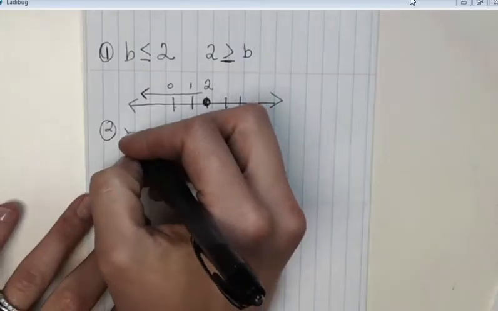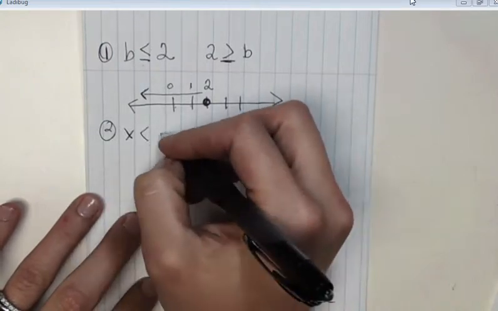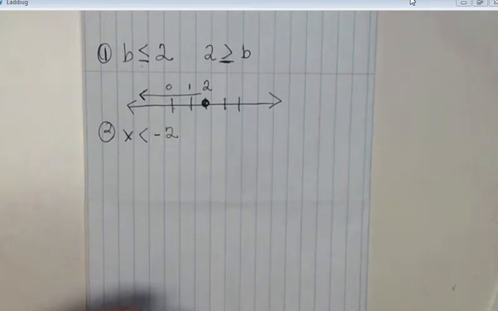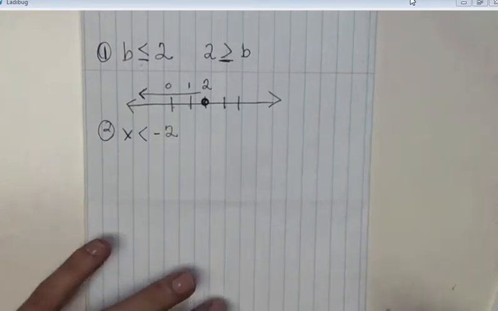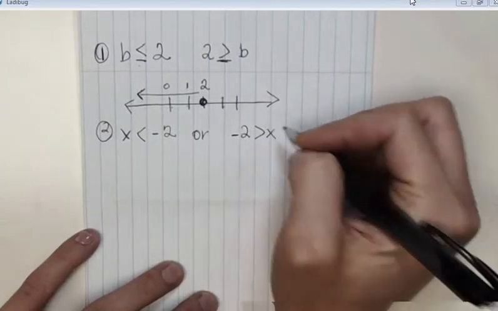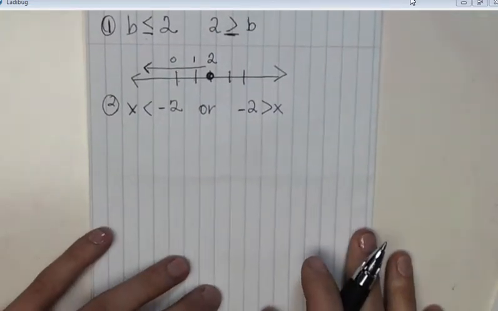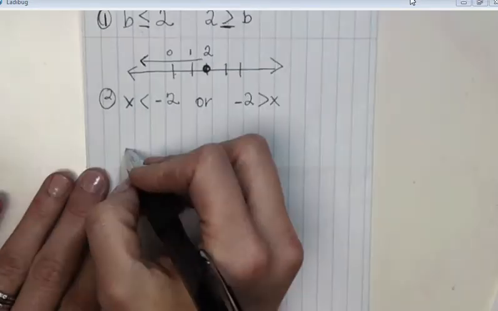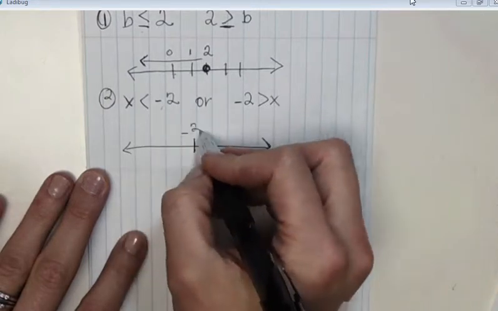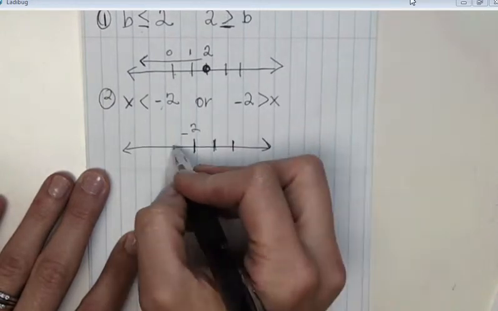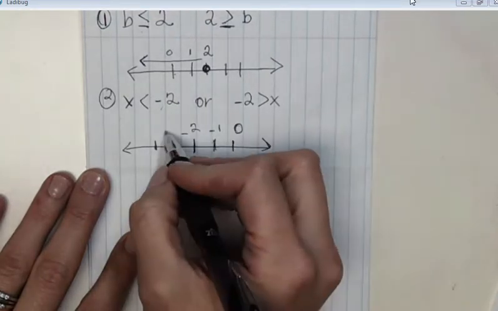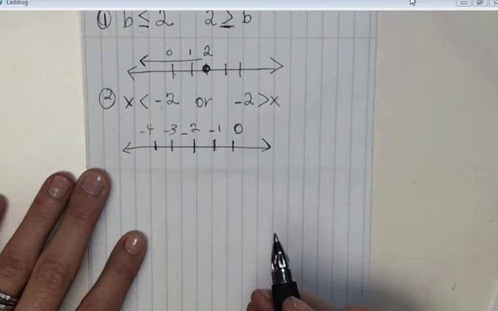Let's do x is less than negative 2. So x is our variable. That's what we want to find. We want to find all the values that are less than negative 2. Or you can write it as negative 2 is greater than x by reversing your sign and flipping places. Draw your number line. Just draw your middle one, which is going to be negative 2, and then 2 in front of it, 2 behind it. This would be a negative 1, this would be a 0, this would be negative 3, and this would be negative 4.